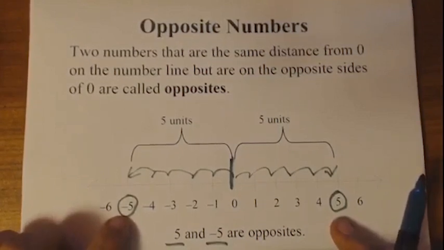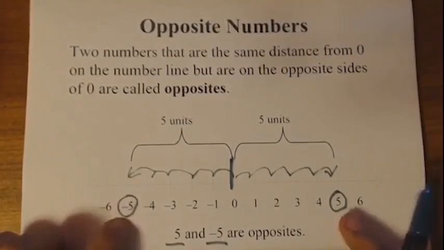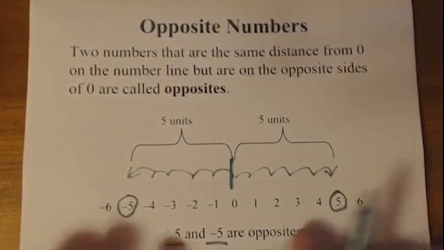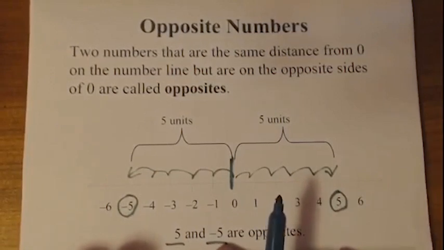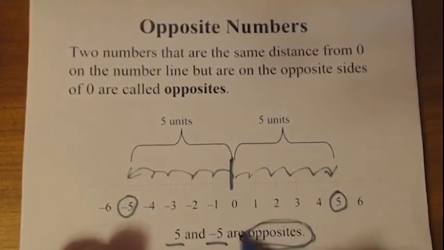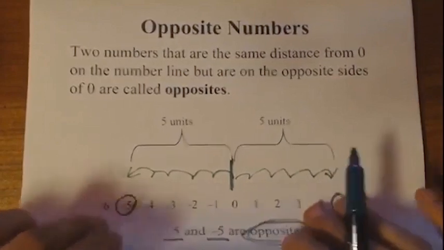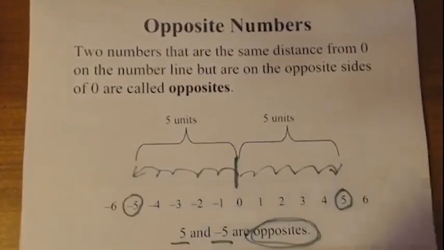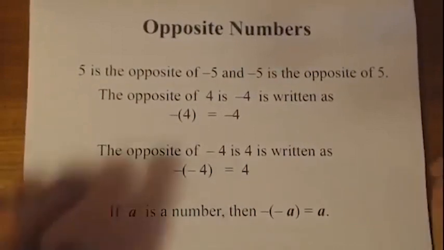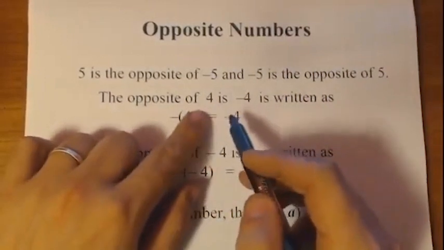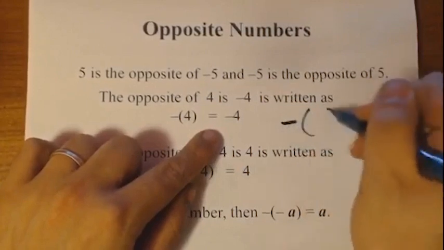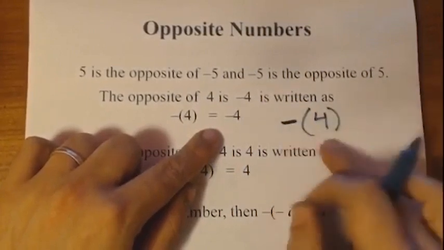So that's just a lot of words to say that a positive number and a negative number, when they're the same number otherwise, are opposites. If I asked you what the opposite of 5 was, you probably could have just said negative 5 without even thinking. So opposites is a very good word for this. We use a negative sign to indicate the opposite of something. So the opposite of 4 is negative 4. The opposite of 4 is written like this.